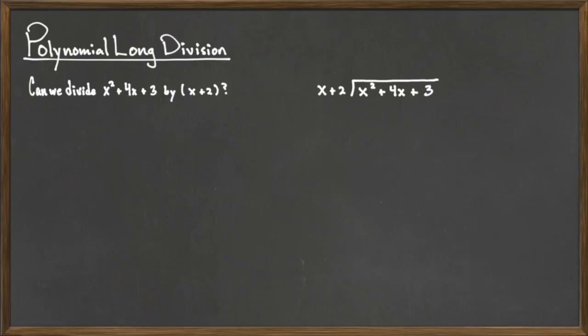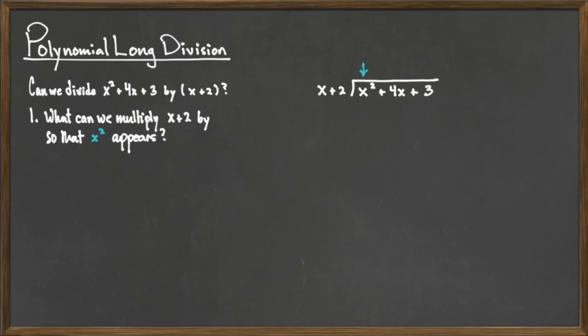The way to figure this out is to do the following. We need to ask ourselves, what can I multiply the divisor x plus 2 by so that the term x squared appears? Again, this process might seem a little strange, so let's go over it again. We're trying to figure out what I can multiply the divisor of x plus 2 by so that x squared appears, because x squared is the first term in my dividend.